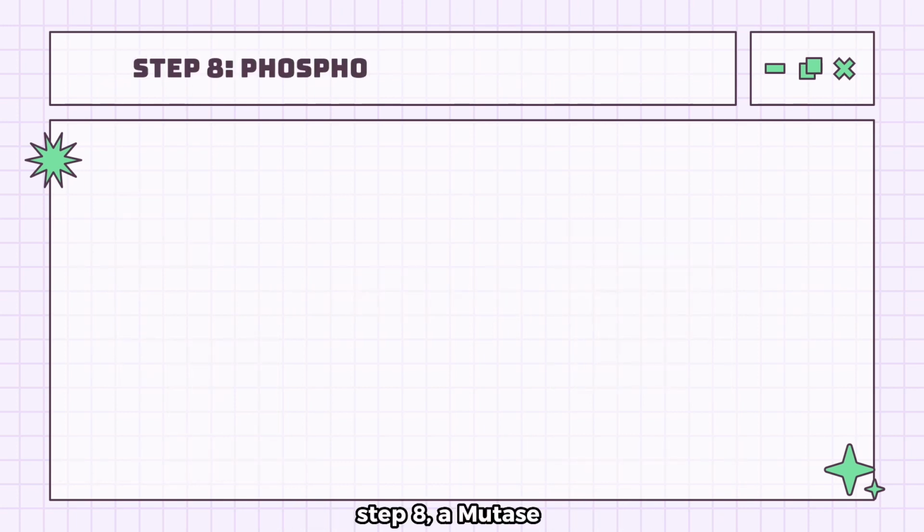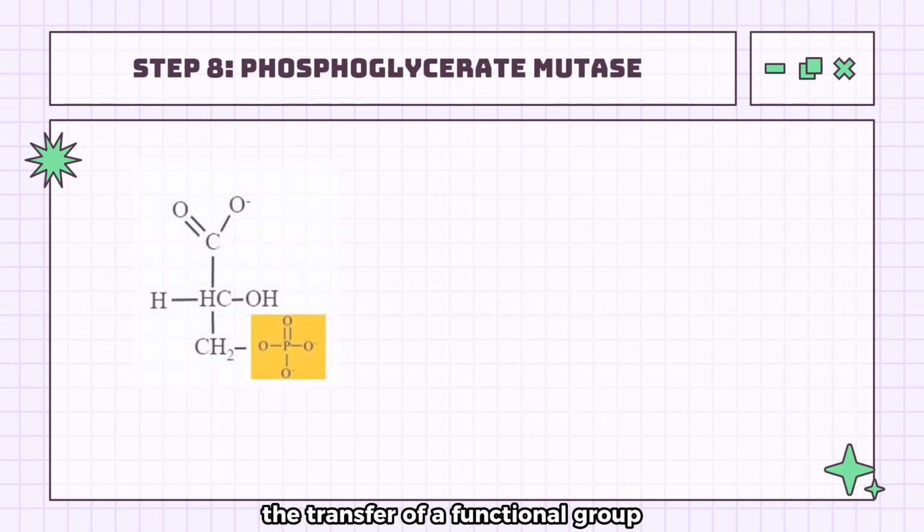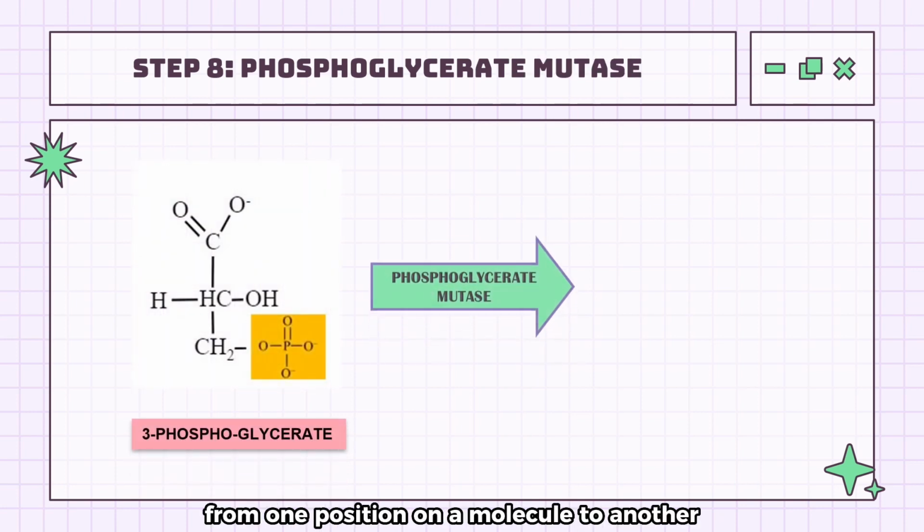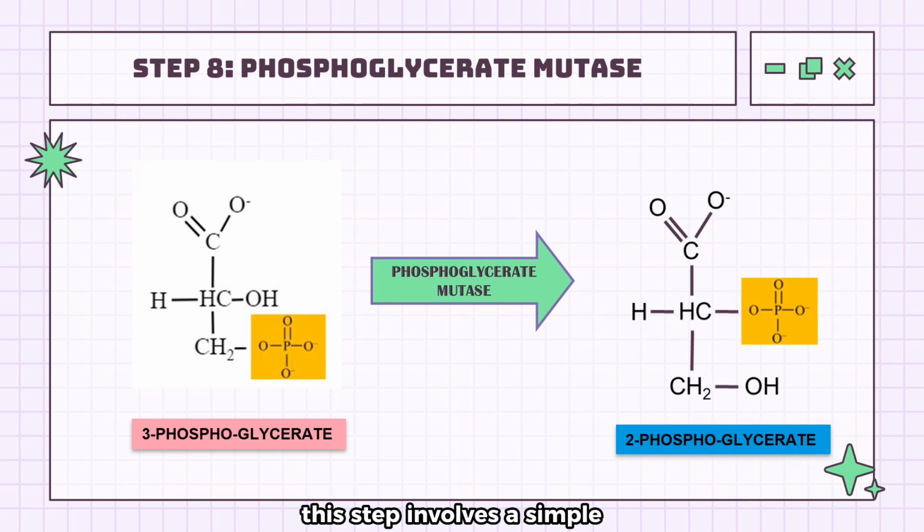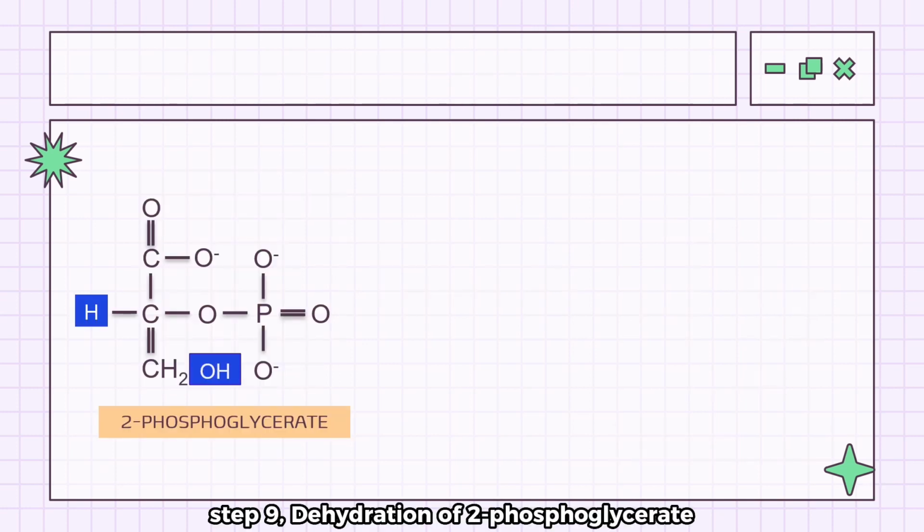Step 8. A mutase is an enzyme that catalyzes the transfer of a functional group from one position on a molecule to another. This step involves a simple rearrangement of the position of the phosphate group on the 3-phosphoglycerate molecule, making it 2-phosphoglycerate.